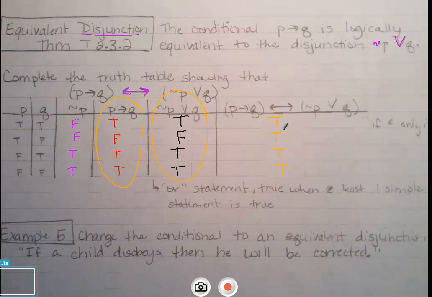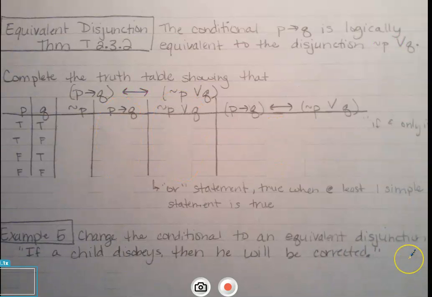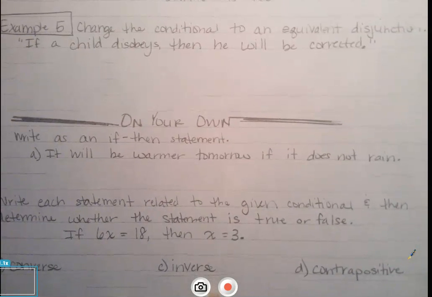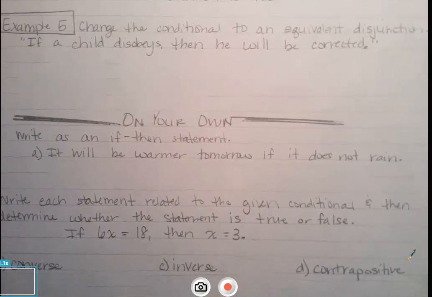So very nice work. All right, so let's try example 5. Are there any questions? Okay, you guys breezed through that, super easy, I feel like. All right, so example 5 is change the conditional to an equivalent disjunction. Okay, so we have: if a child disobeys, then he will be corrected.